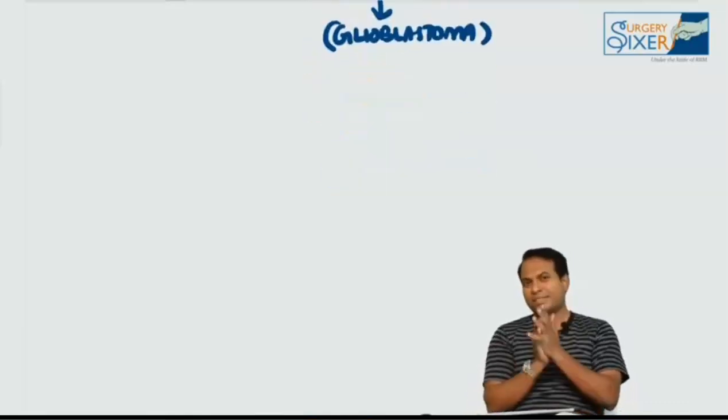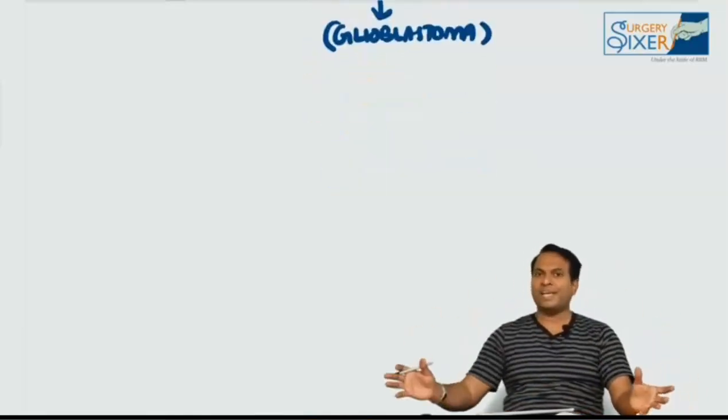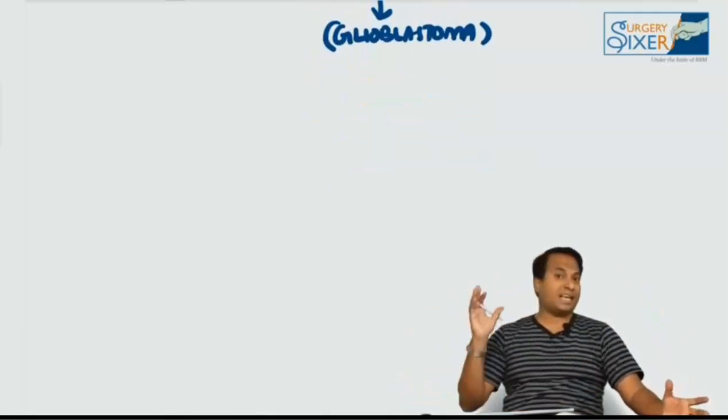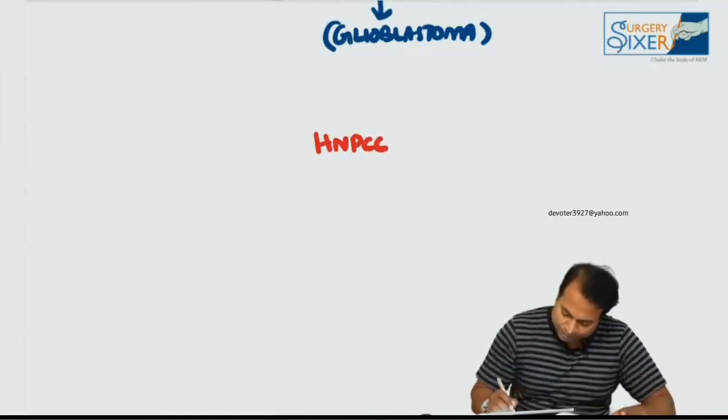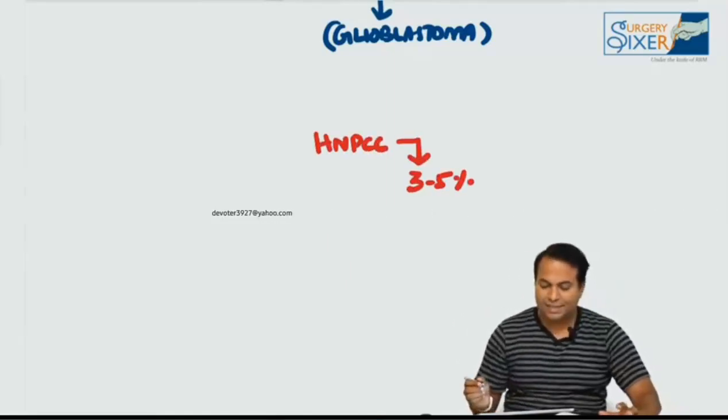So the important differences here are FAP starts developing polyps from 10 years, HNPCC from 20 years. FAP's second most common cancer is duodenal cancer, HNPCC's second most common cancer is endometrial cancer. And which is most common? HNPCC is most common. 3 to 5% of colon cancers are associated with HNPCC.